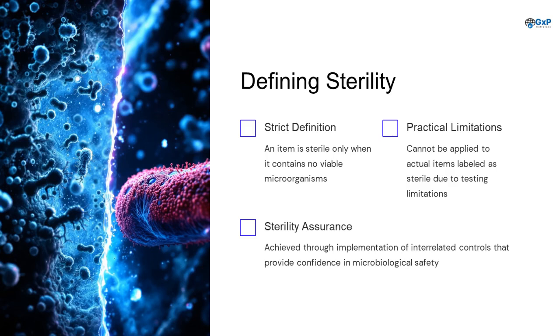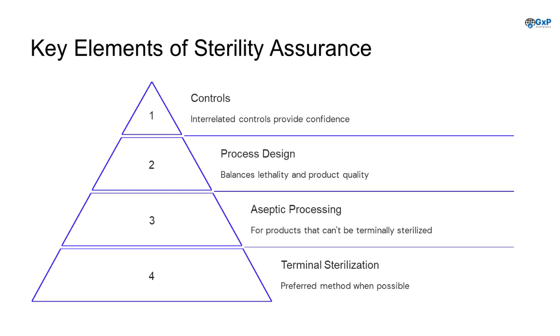However, practical limitations exist, as items labeled as sterile may not be completely free of microorganisms due to testing constraints. Sterility assurance is achieved through interrelated controls that ensure microbiological safety. The key elements of sterility assurance include controls, process design, aseptic processing, and terminal sterilization. Controls provide confidence, process design balances sterility and product quality, aseptic processing is used for products that can't be terminally sterilized, and terminal sterilization is preferred when possible.